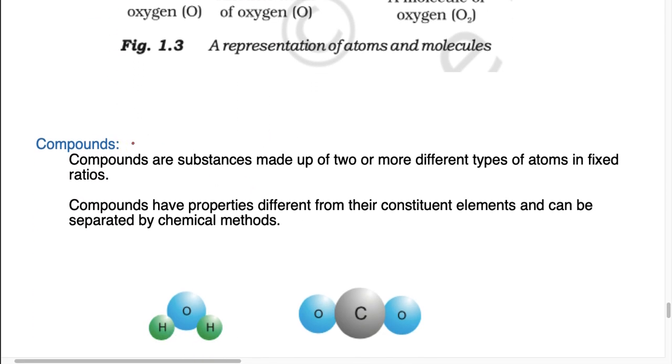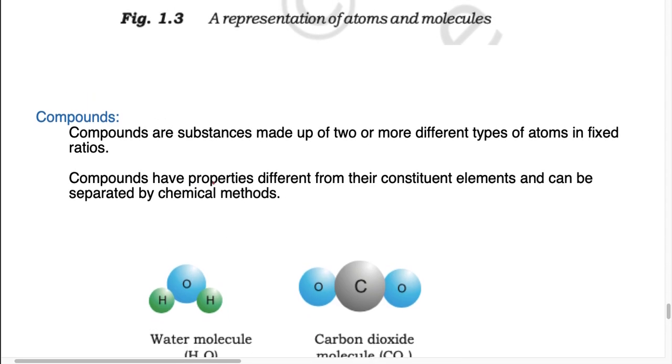Let's see compounds. Compounds are substances made of two or more different types of atoms in a fixed ratio. A compound can be made out of two or more different types. Here the compound has properties different from its constituent elements and can be separated by chemical methods. So the compound's properties may be different from its constituent elements.